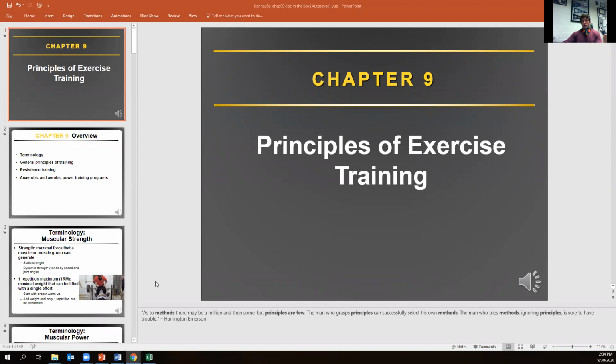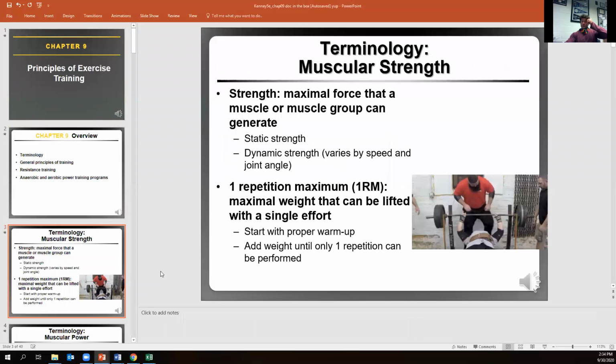And we're going to be able to look and really understand whether or not a program that we're given, or that we find someone is using, is appropriate for themselves. So let's get after it. We've got some terms we're going to get into. First and foremost is strength.